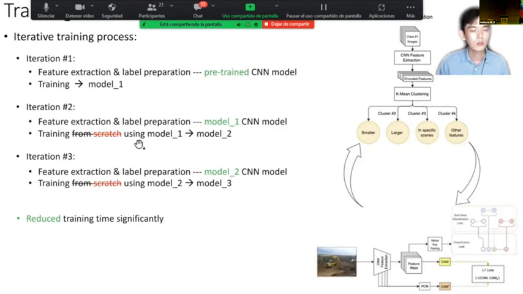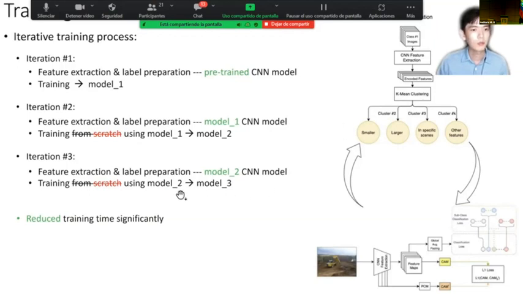However, we reuse the previously trained model from model number 1 as a starting point. Therefore, we will be able to reduce the training epochs and also reduce the required training time significantly. Then we will repeat a similar process to use model number 2 to generate a new set of subcluster labels to train the model again.